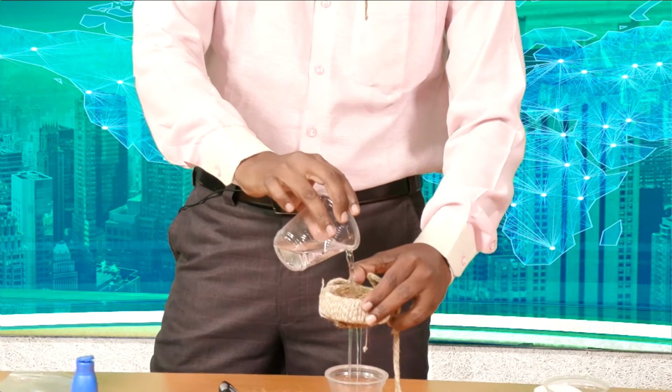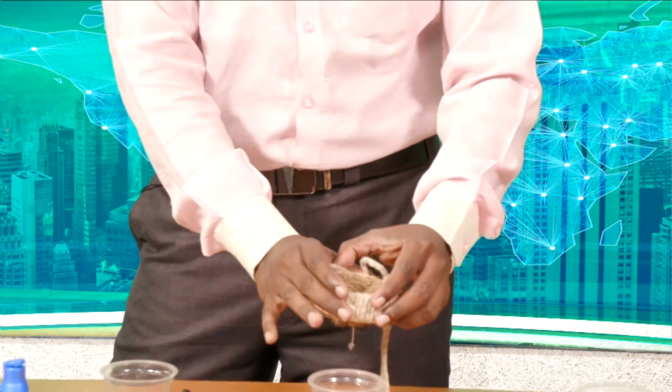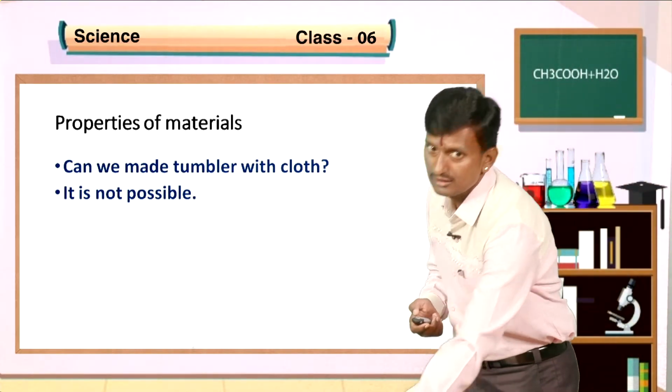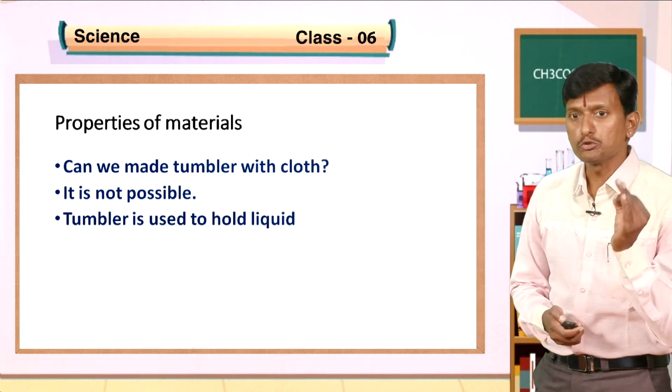Let us see. So, water is there, I am going to pour water into this tumbler. What will happen? No, this tumbler made up of cloth will not hold water. That is, it is not possible. A tumbler is used to hold liquid.